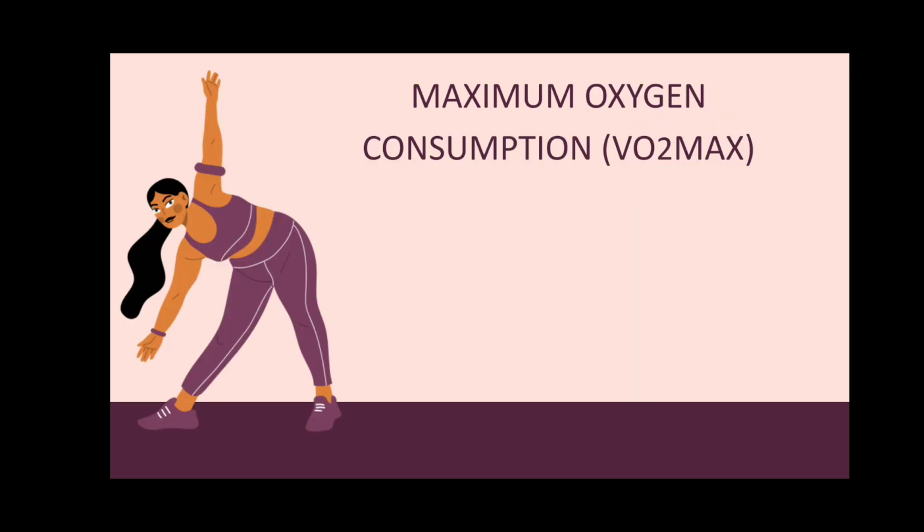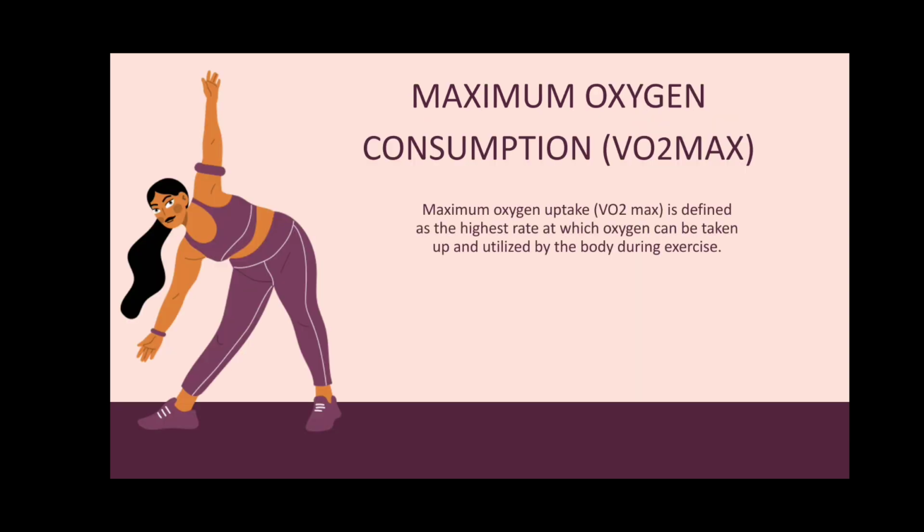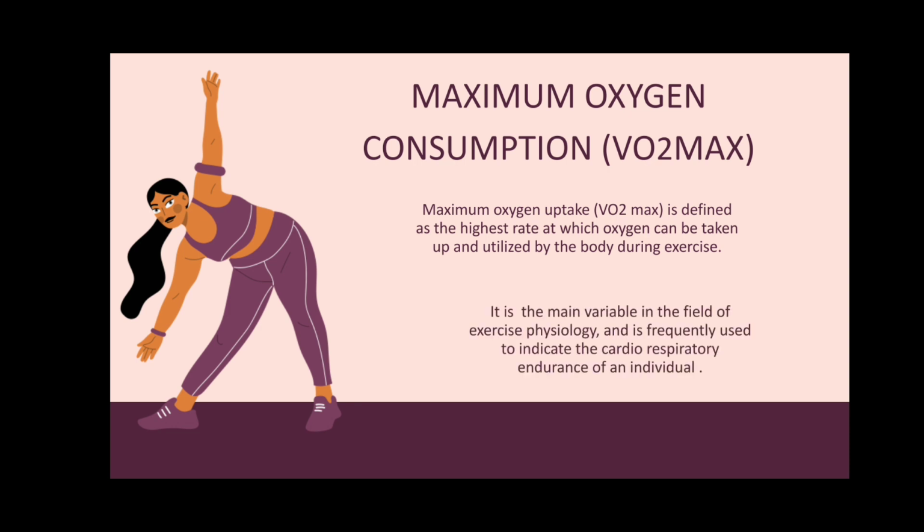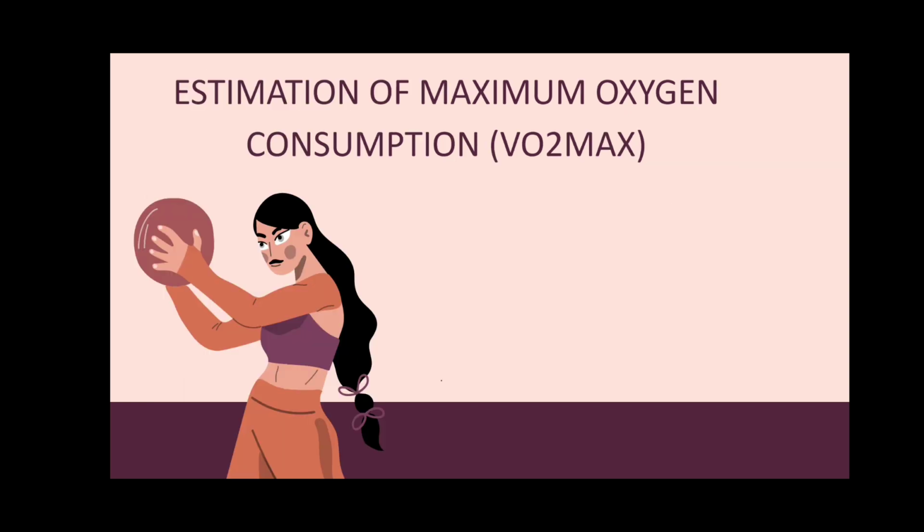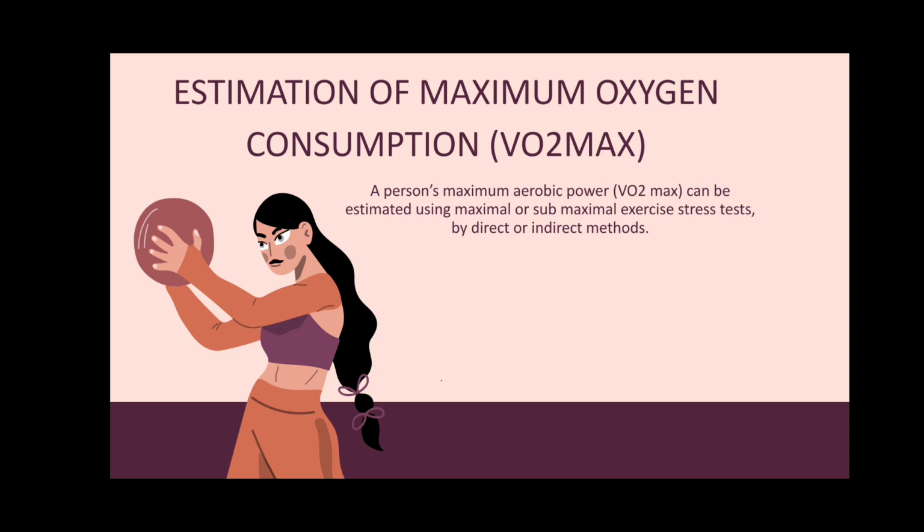So now, what is maximum oxygen consumption? Maximum oxygen uptake is defined as the highest rate at which oxygen can be taken up and utilized by the body during exercise. It is a main variable in the field of exercise physiology and is frequently used to indicate the cardiorespiratory endurance of an individual. Estimation of maximum oxygen consumption is also called VO2 max.